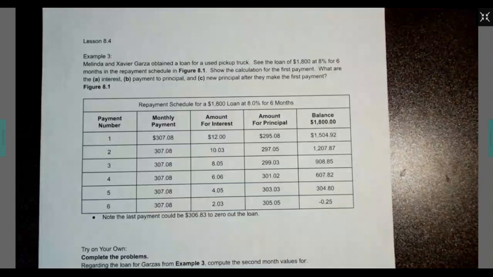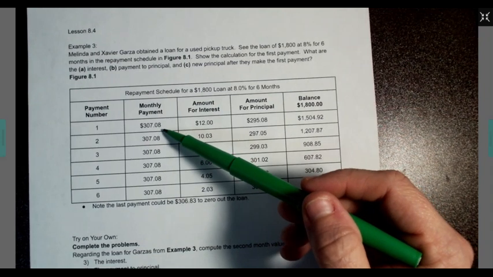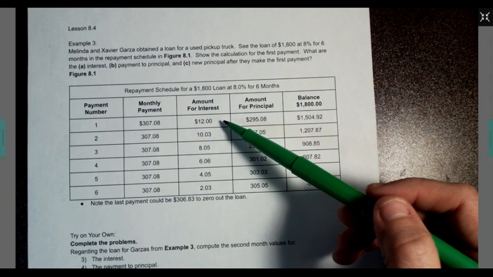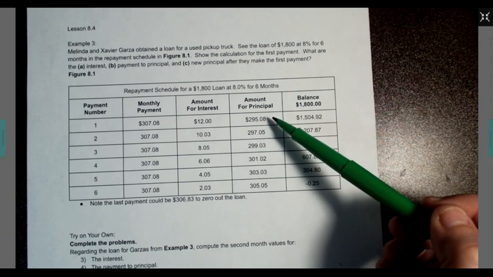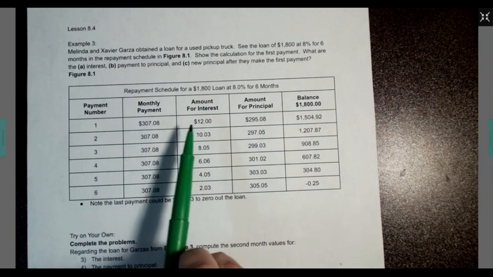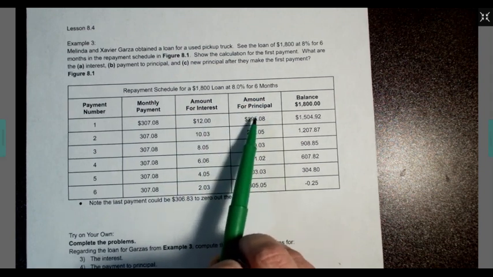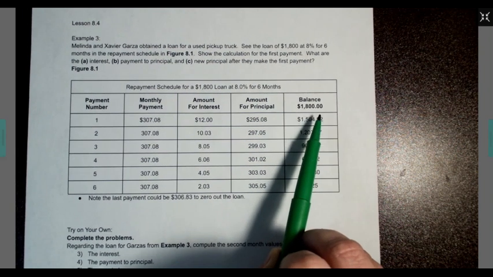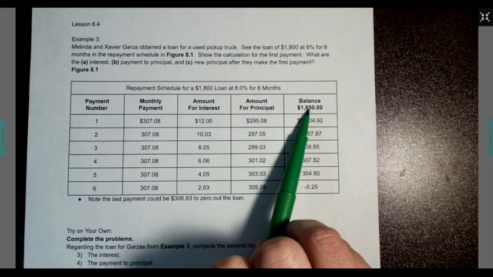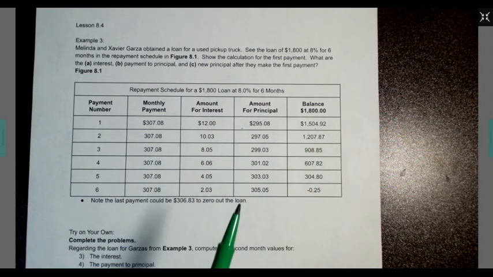So let's take a look at this. We have this repayment schedule. Basically what this is saying is every month they're going to pay $307.08. For their first month, the interest is going to be $12. The amount for principal is this $307.08 minus the $12 interest. Then to find the new balance, they took this balance of $1,800, which is what they owed, and subtracted the amount for the principal. That gave them a new balance.